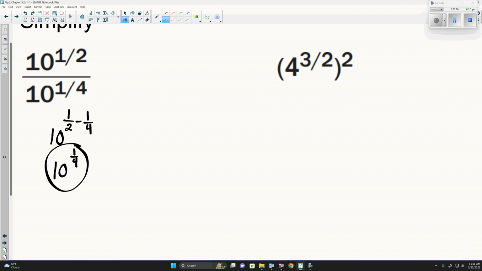Four to the 3/2 squared. I think at this point you all have gotten most of these down because we'd multiply. So it'd be 4 to the 3/2 times 2, which is 4 to the 3rd, which is 64. Now 4 to the 3/2 squared, we could have plugged this in a calculator because 64 is a nice number. It would simplify it for us.